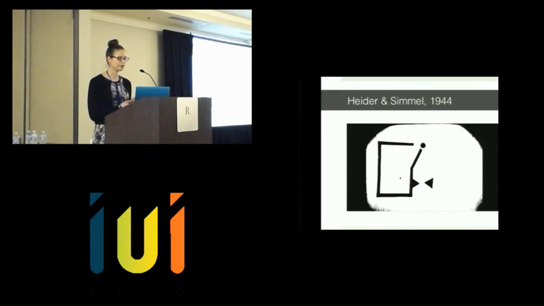They told us the shapes were human characters, and they told stories about the relationships between these characters and their emotional states and their intentions. So the finding of this study was that people naturally perceive the world in terms of human behavior, even when what they're perceiving is not human.